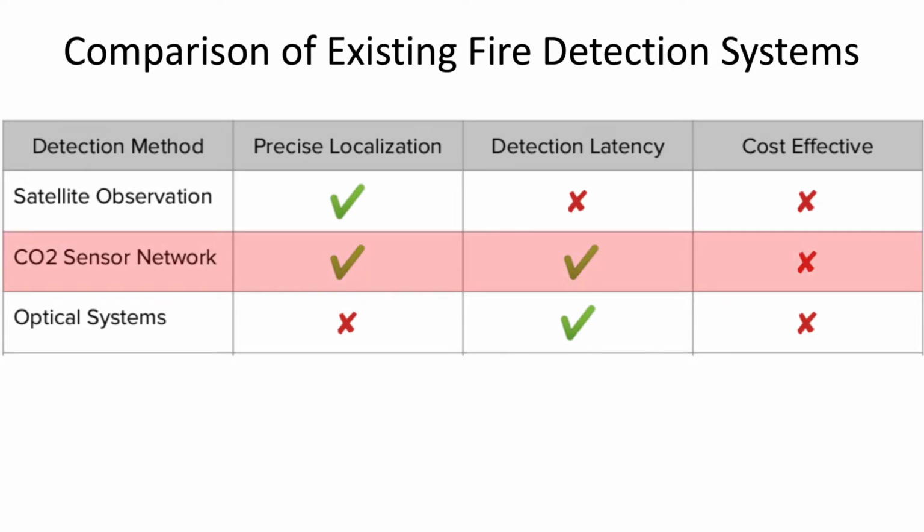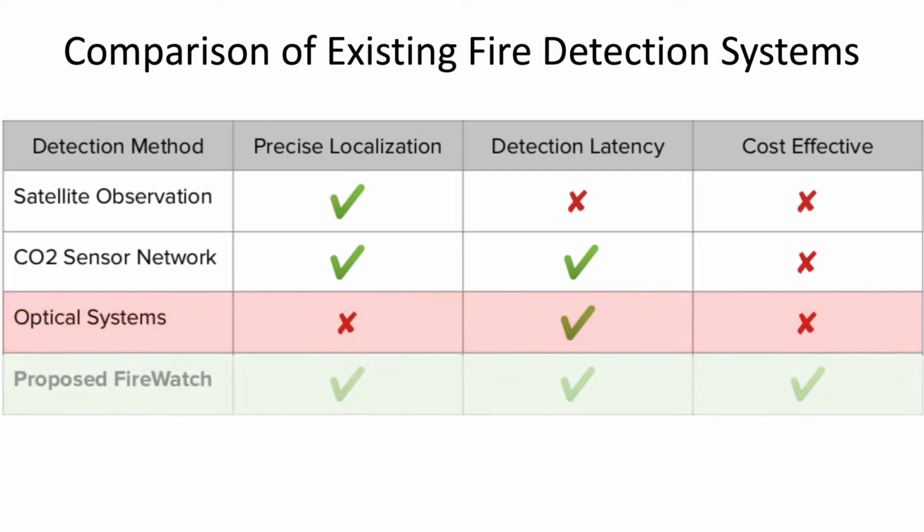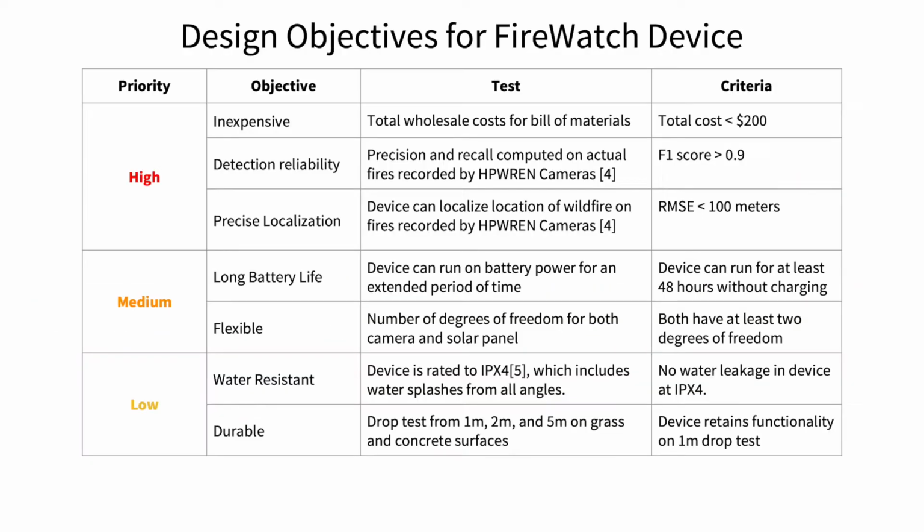CO2 sensor networks require thousands of devices to provide thorough coverage, making them impractical. Optical systems use expensive hardware and lack the ability to precisely localize fires. My proposed FireWatch device extends optical systems to achieve all 3 goals. Here I list out 7 design objectives with a specific test and criteria for success.